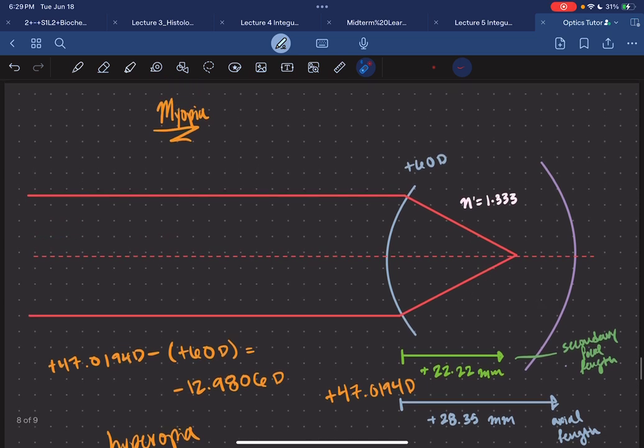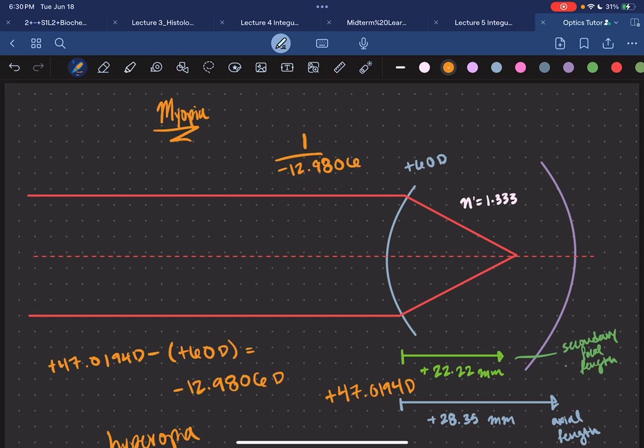Hopefully that makes sense. And if you wanted to find out where the far point is, simplified, how I think of it for myopia is, where do we need to hold our object so that naturally the light focuses on here. And basically all you need to do is 1 divided by negative 12.9806.